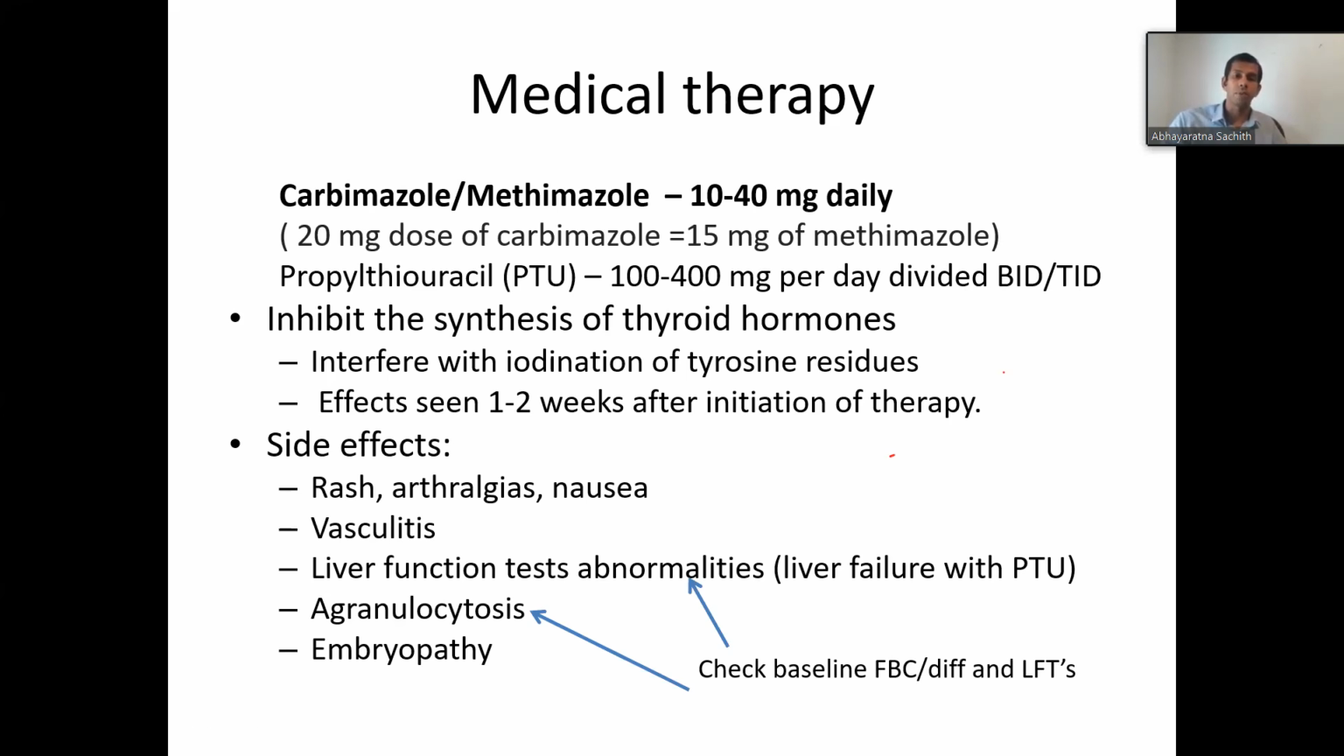Therefore, when you give these medicines, it's very important that you advise these patients, especially if they get fevers, sore throat, or mouth ulcers, they need to come and report. We need to do full blood counts and see whether there is any evidence of agranulocytosis. If that is the case, you stop the treatment and you cannot replace it with the other drug. If it's with carbimazole, you can't give PTU if there is agranulocytosis. And then embryopathies are common with both drugs.